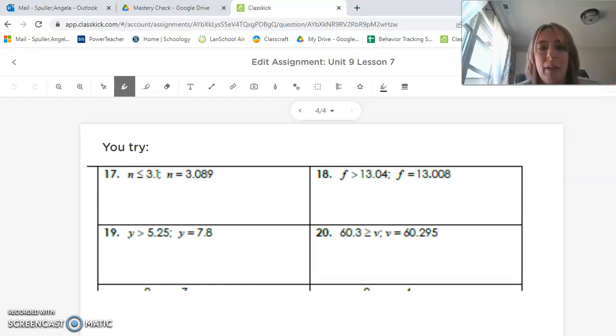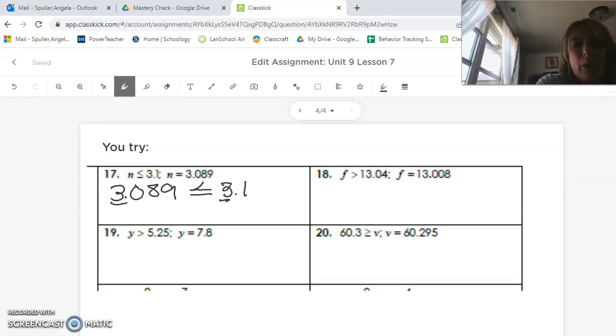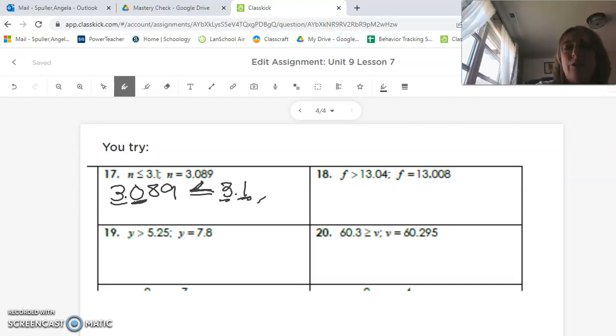Okay, for number 17, it says n is less than or equal to 3.1. So n is equal to 3.089, less than or equal to 3.1. Well, they have the same number in the ones, but this has a 0 and this has a 1. So 0 is less than 1. So this is true.